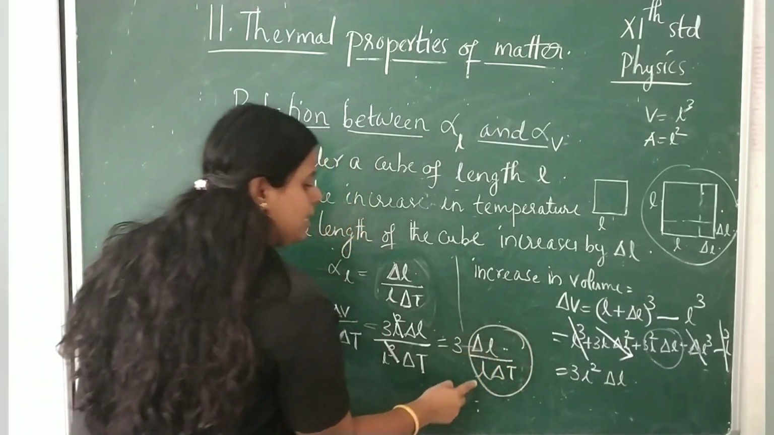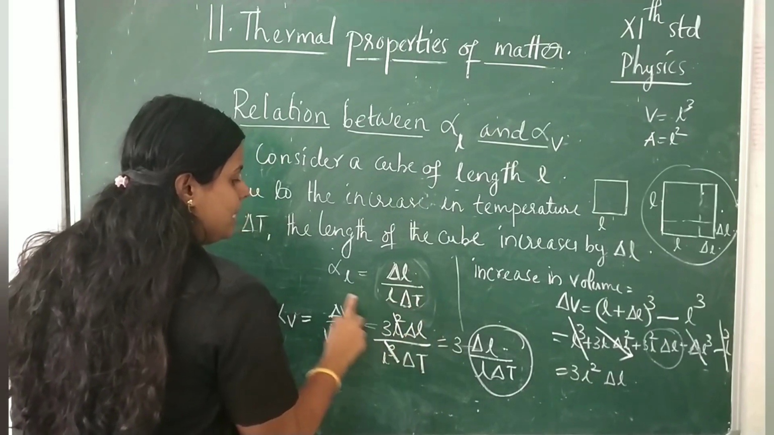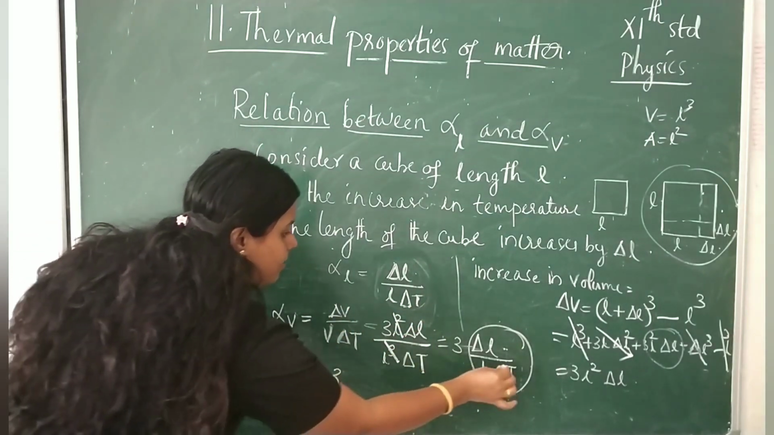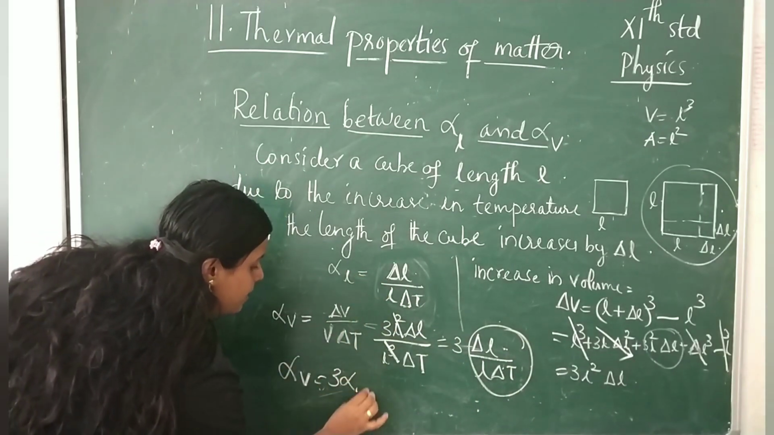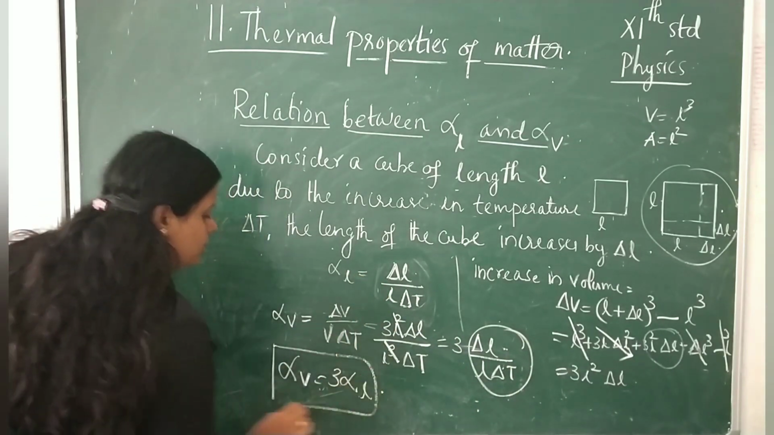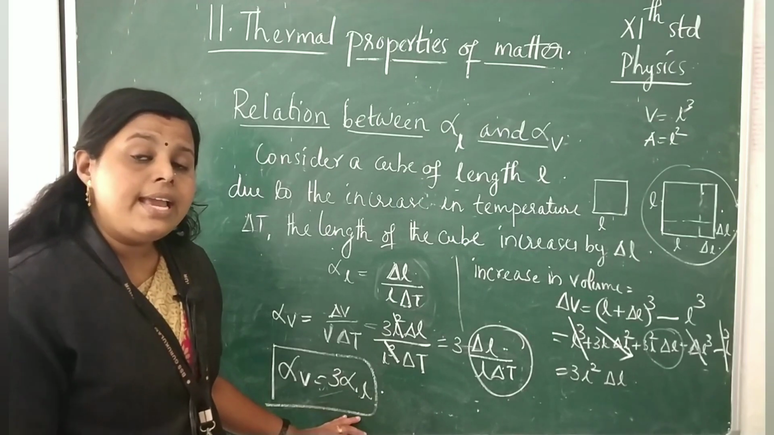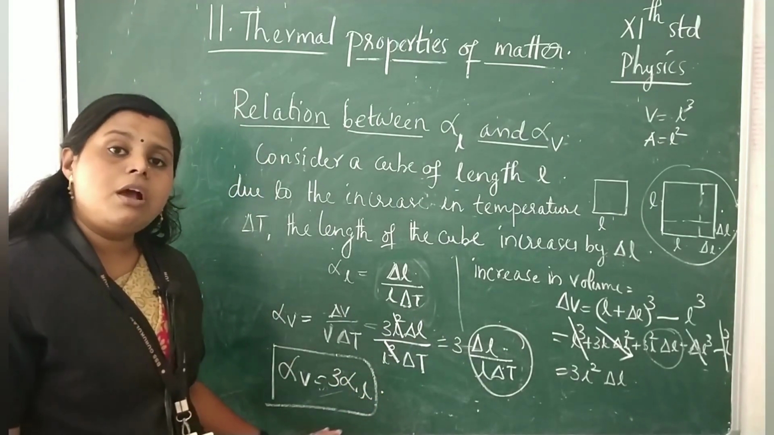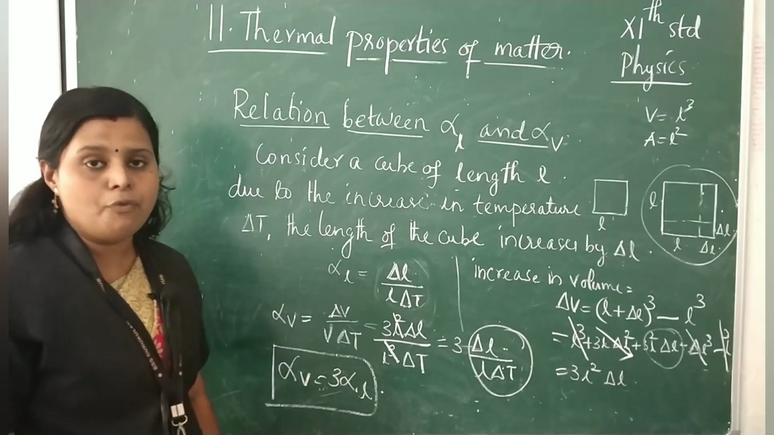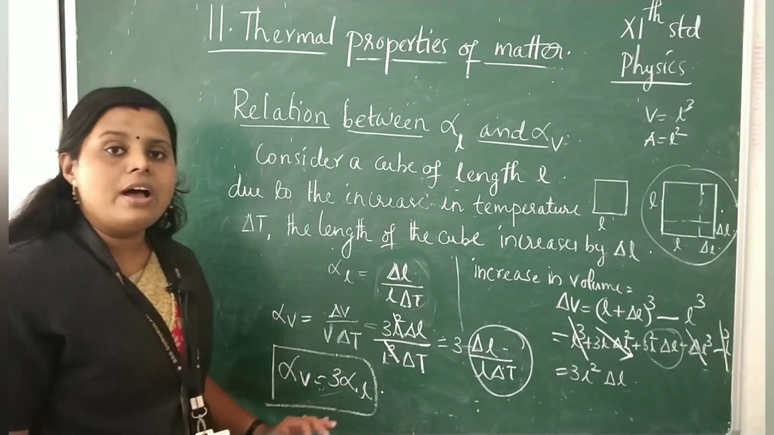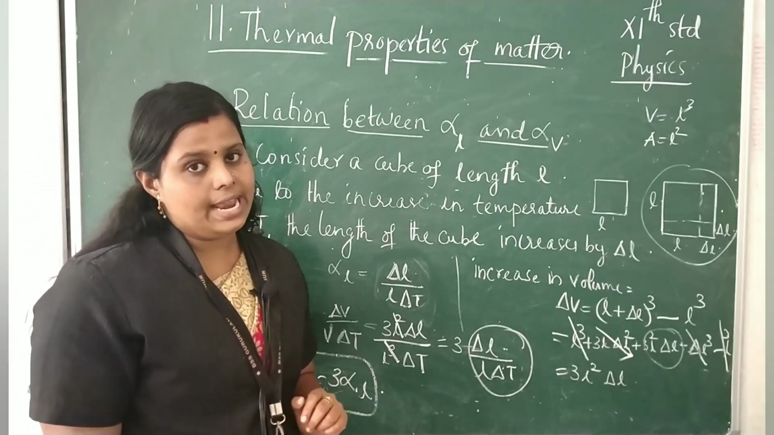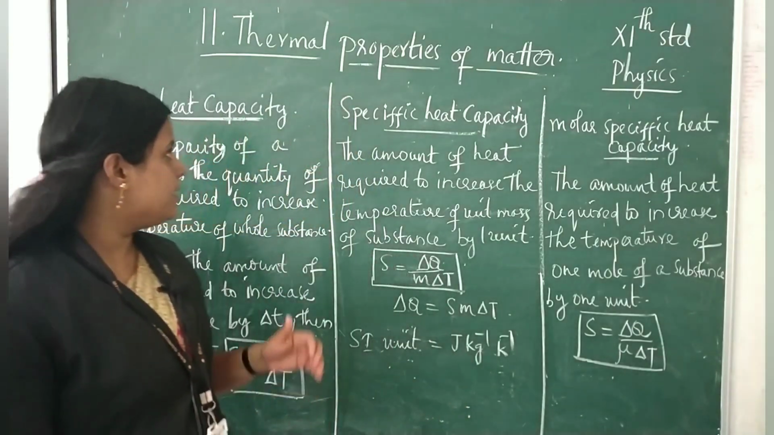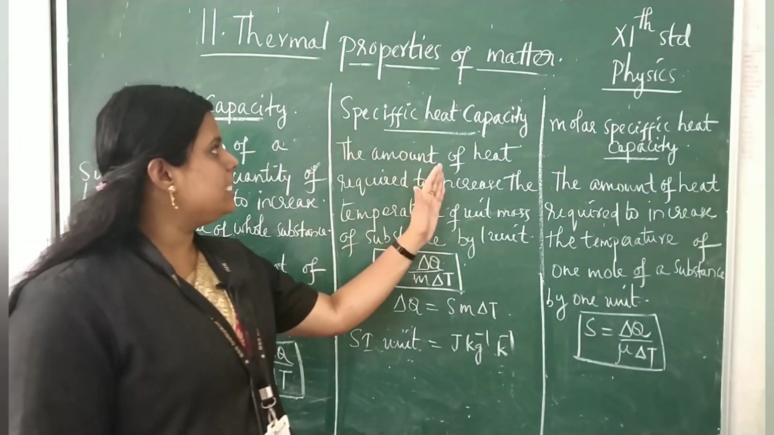And what is this? Delta L by L into delta T is alpha L. So alpha V is equal to 3 times alpha L. So this is the relation between alpha L and alpha V. That is the relation between coefficient of linear expansion and coefficient of volume expansion, that is alpha V equal to 3 times alpha L.